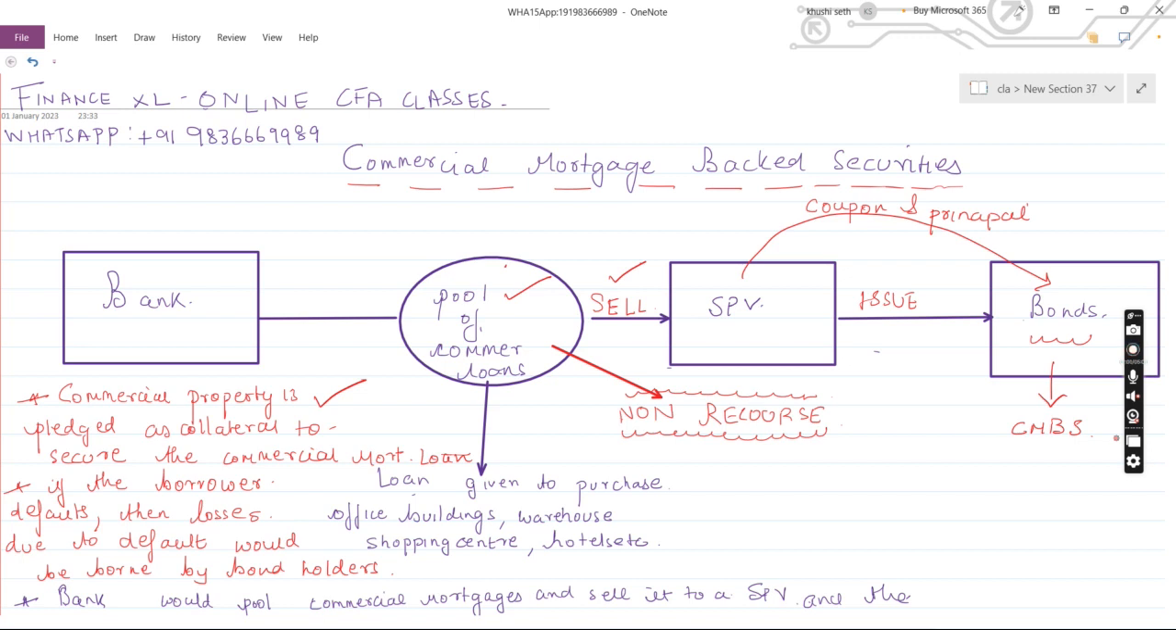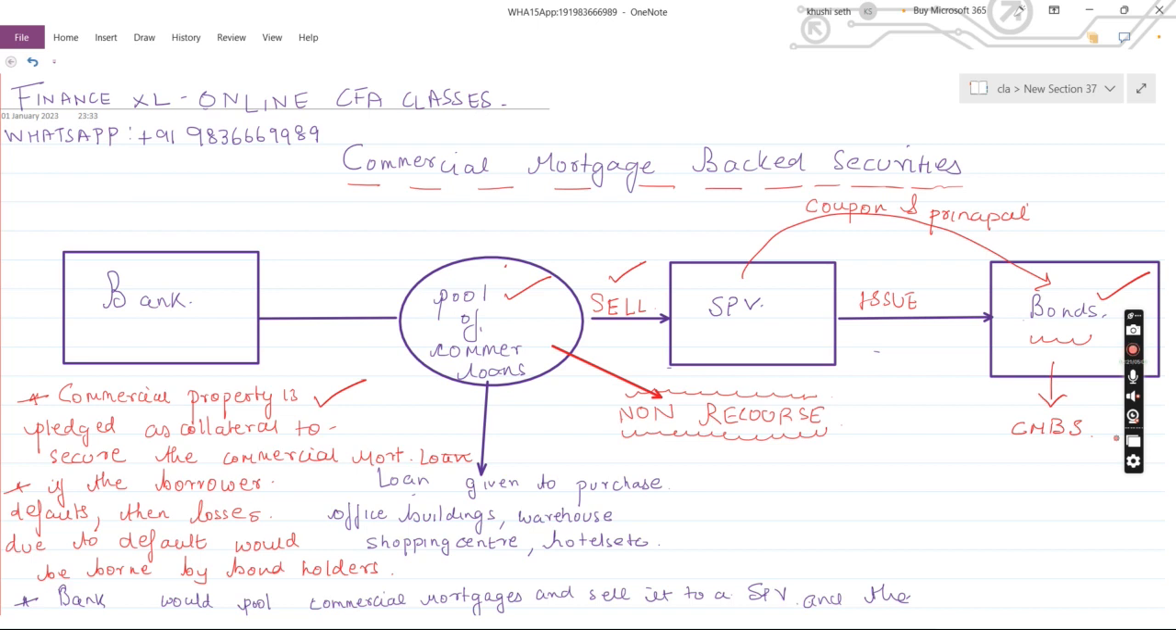Another idea here, guys, is that if the borrower defaults in repaying these commercial loans, then the losses due to these defaults would be borne by the investors in these commercial mortgage-backed securities. Right?